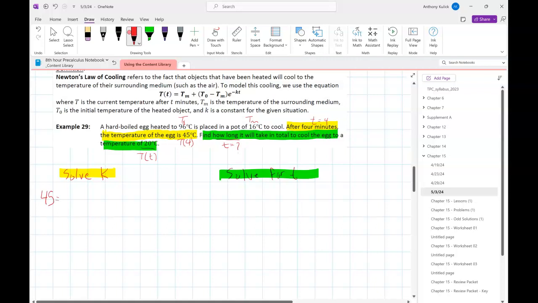So plugging in, T of 4 is 45, T sub m is 16, T naught is 96, and then minus T sub m, that's another 16, e to the negative k, and then our time was 4. So we want to solve this equation for k. How are we going to do that? Participation time. Subtract 16. Okay, so we can solve it directly. We subtract 16 from both sides. Then what? Divide by 80. Yes, that would be good.